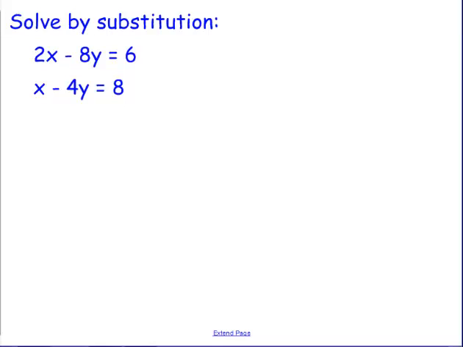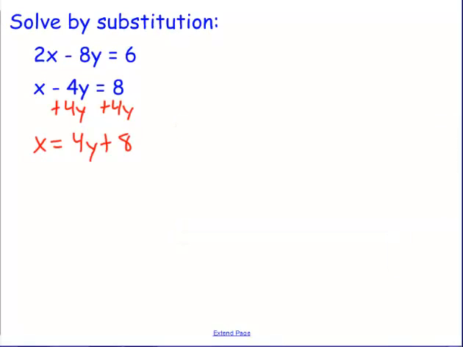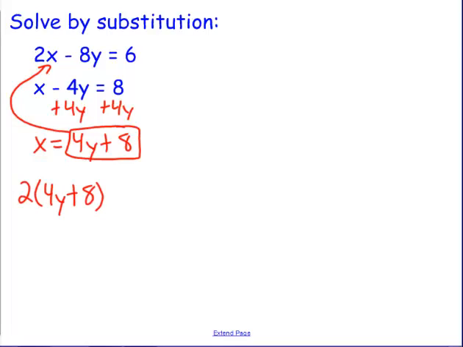Two equations, neither of them are actually solved for a variable yet, so that's what we're going to do. I noticed that if I just add 4y to both sides here, I now would have one of these solved for the other. I said x equals 4y plus 8. Remember, I'm going to take this piece of information and substitute it in for x in the other equation. So now my new equation would be 2 times, in parentheses, 4y plus 8, substituting that expression in for x, minus 8y equals 6. I've just taken that and put it into the first equation.